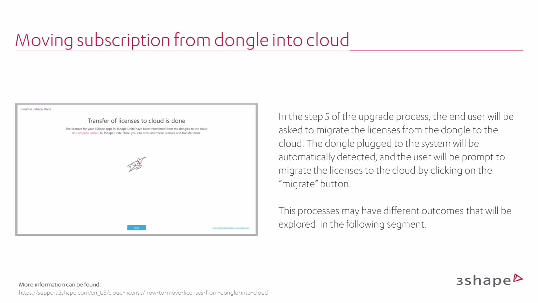This slide depicts a successful dongle migration. The next step for this user is to proceed with the upgrade process to unlock all the benefits of Unite 24.1.